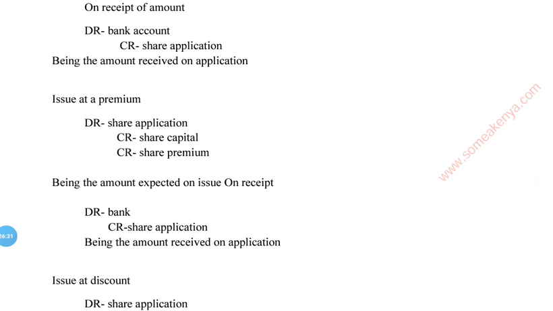So shares issued at premium, you're supposed to debit the share application, you credit share capital, and also you credit share premium. So that is being the amount expected on issue. On receipt, we debit the bank, we credit share application. This one is being the amount received on application.